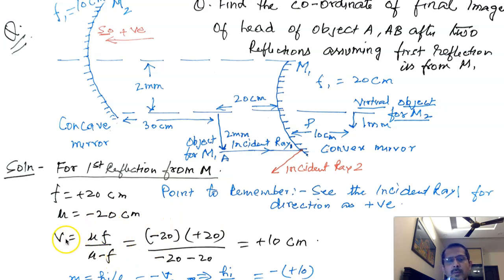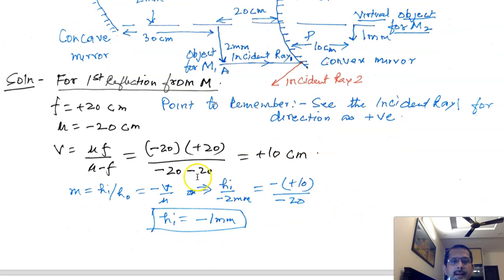Then I have used this formula, v is equal to uf by u minus f. I get v is equal to plus 10 centimeter. Now if I look at this incident ray in this direction, plus 10. So the final image of this setup, the first one, will be somewhere here. Now, remember one thing, because this has some height as well, we have to talk about magnification as well. So, let's quickly move ahead.